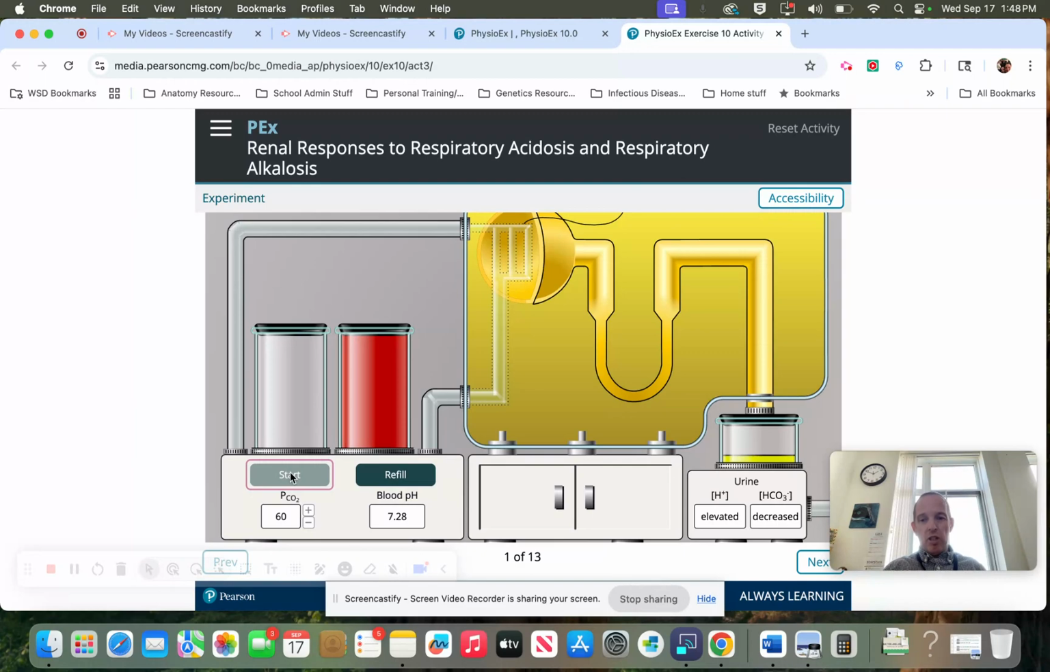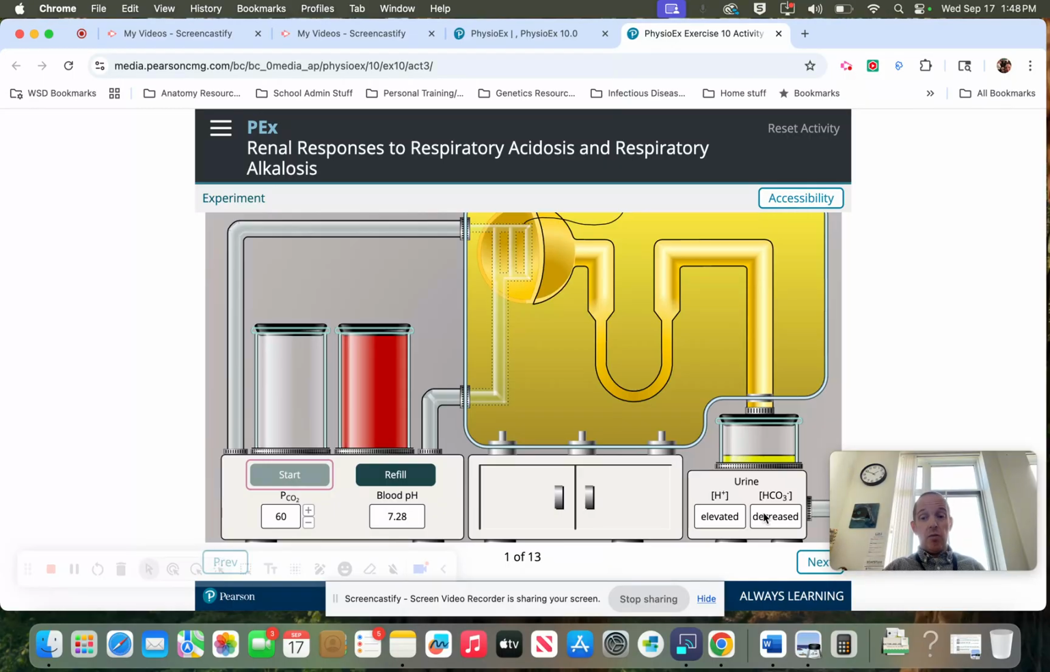So as we finish here, we notice that the levels of hydrogen in the urine are elevated. So this is the stuff we're not keeping. This is the stuff we're getting rid of. And the reason that hydrogen is elevated is because we don't want it in the bloodstream anymore because it would further lower the pH. We don't want that. What we do want is to raise the pH.